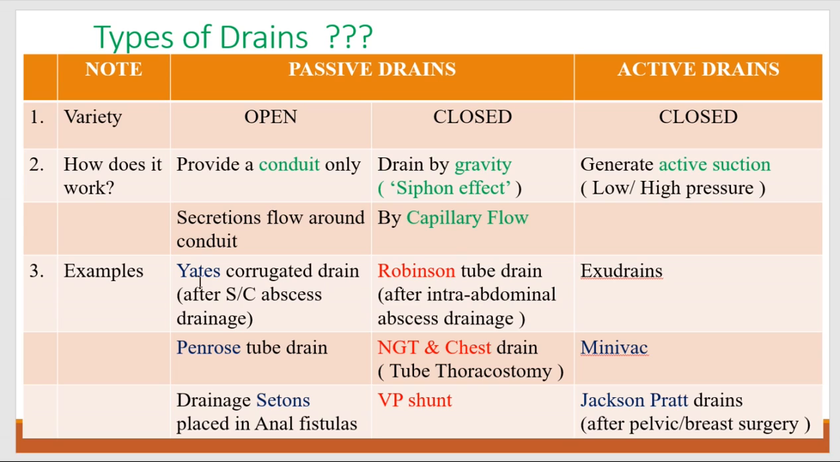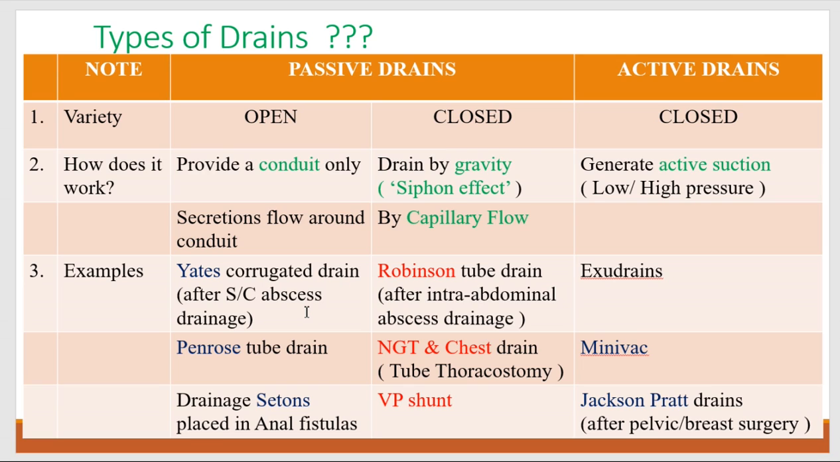Examples: Yates corrugated drain. It is used after subcutaneous drainage of an abscess, any subcutaneous abscess. If we are draining, we can put a corrugated drain, Yates corrugated drain. Similarly, another example of this open passive drain is the Penrose tube drain.